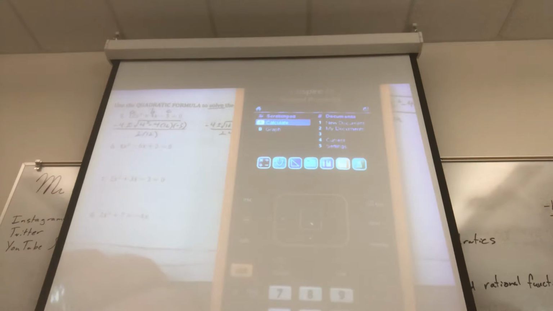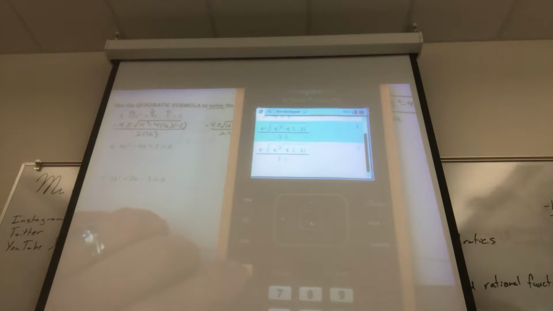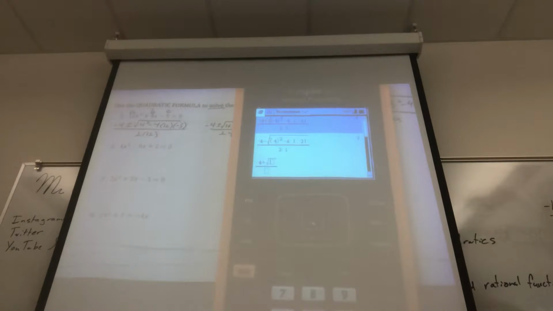Okay, so we go to calculate. Again, control divide. That gives me my fraction format. Make this a little darker so maybe we can see it. It's negative 4 plus the square root of 4 squared minus 4 times 12 times negative 5 all over 2 times 12. I don't know why that squared got in there. Sorry about that. That should not be there.